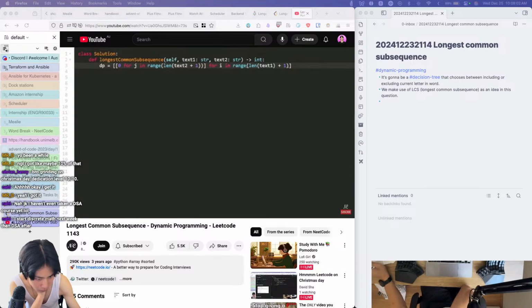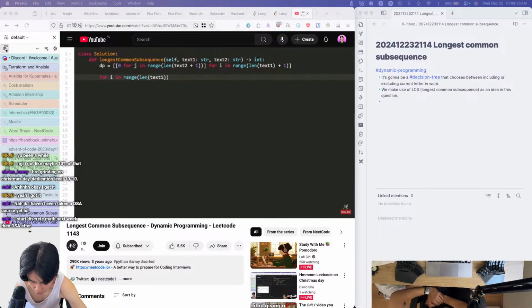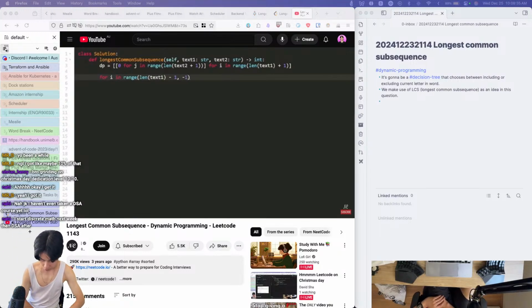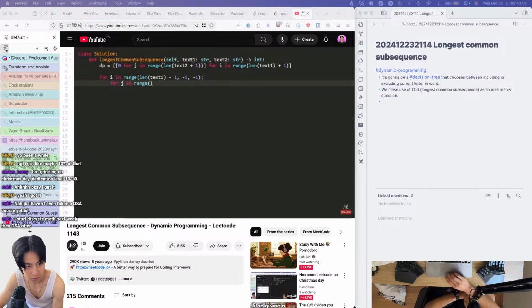So if you're not familiar with Python, this looks complicated, but basically we're getting a 2D grid of dimensions length of text 2 plus 1 times length of text 1 plus 1 and initializing it to all zeros. And then we're just going to have a nested loop, and what we're going to do is iterate through this 2D grid in reverse order. In Python, you can do it like this, starting at the bottom right of the matrix and working our way up. This is how you do it in Python, -1, -1, and let's do the same thing for text 2.